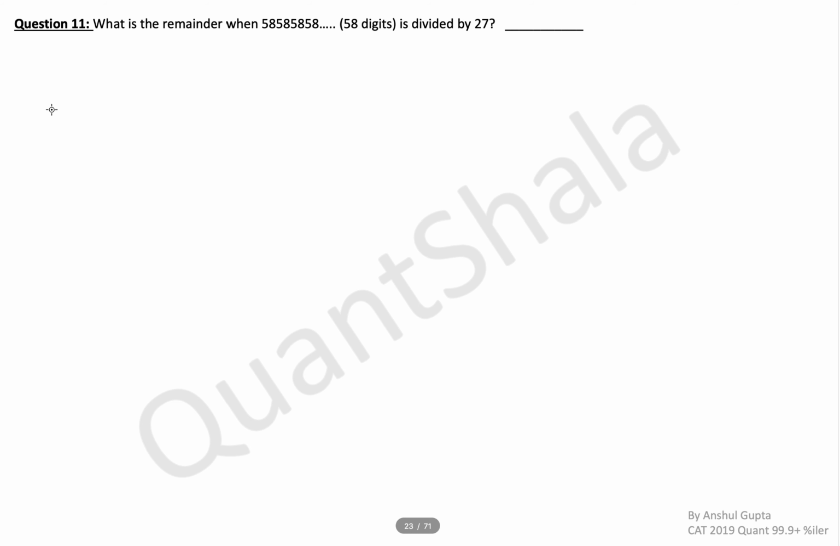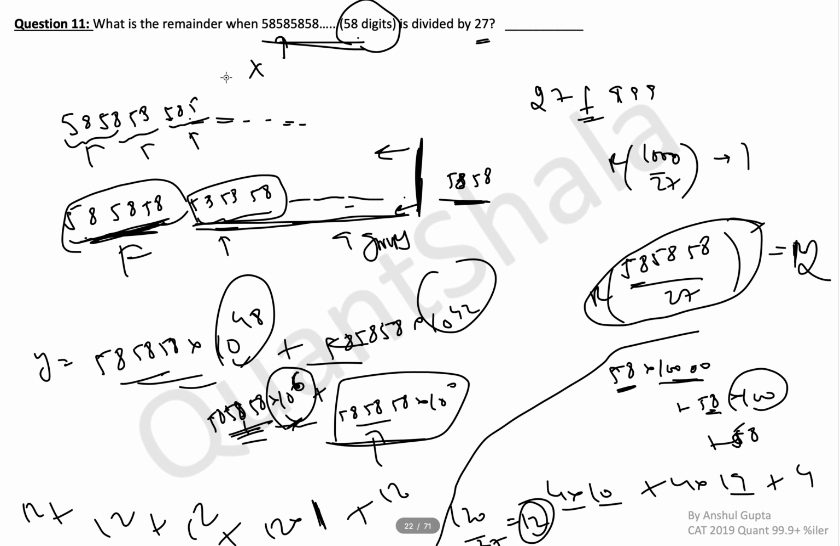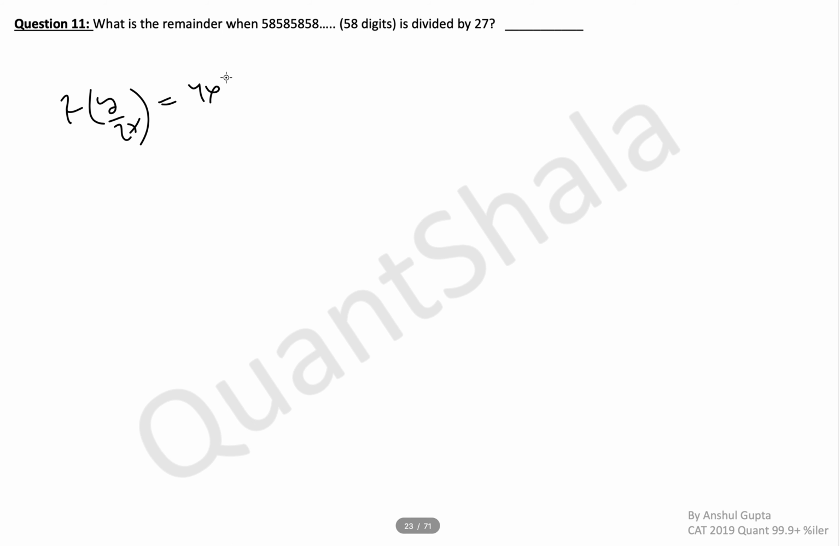The remainder of y with 27 is 4 multiplied, what did we have? 12 multiplied by 9 is equal to 108, and the remainder of this with 27 will be 0 because 108 is completely divided by 27. So remainder of y with 27 is 0.